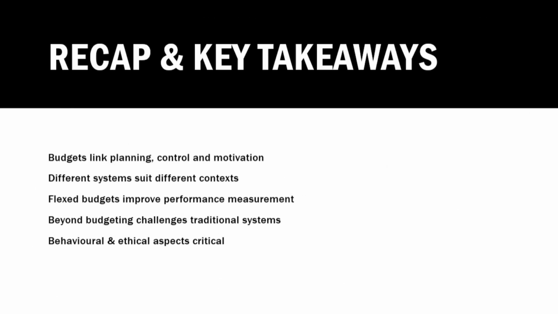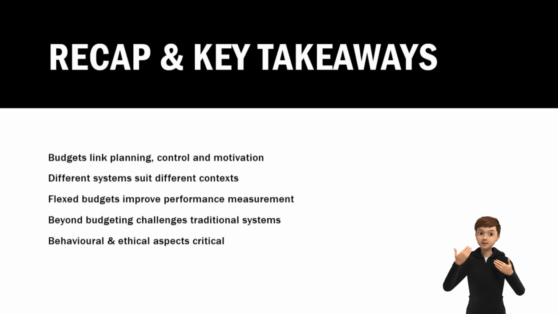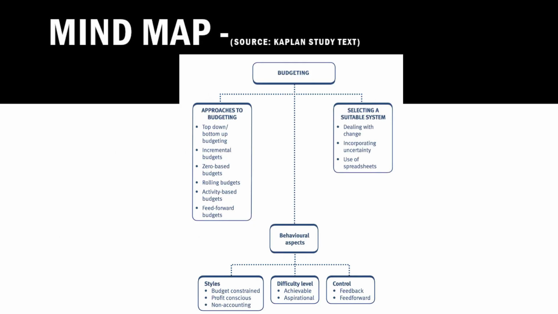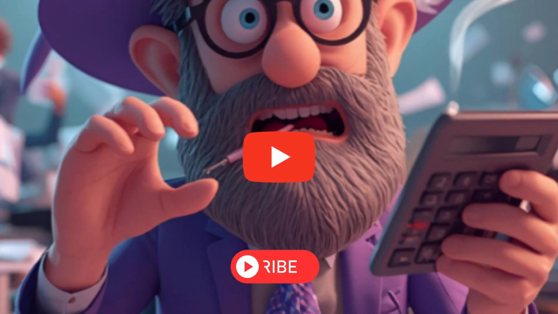To recap, budgets link strategy to operations through planning and control. They serve multiple purposes including planning, communication, coordination, and evaluation. Different systems suit different contexts. Flexed, rolling, and activity-based budgets improve accuracy. Behavioral and ethical aspects must always be considered. Beyond budgeting provides flexibility, but has challenges. Mastering these ideas will allow you to confidently handle budgeting questions in the performance management exam.